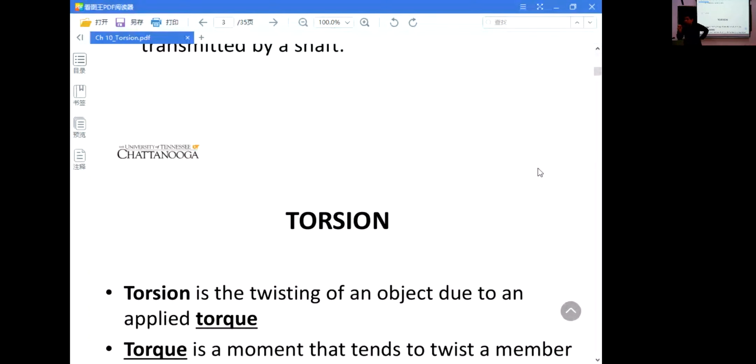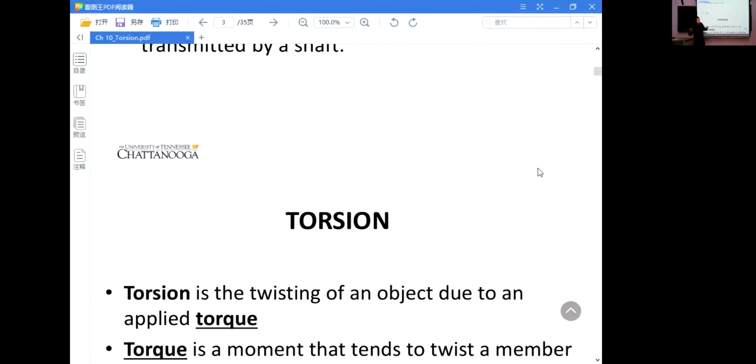For one cylinder member, there are three kinds of deformation. One is axial loading. The other one is shear deformation. We finished two kinds of deformation. Today, we are going to study torsion. And in the future, the fourth deformation is bending. So today we focus on torsion.